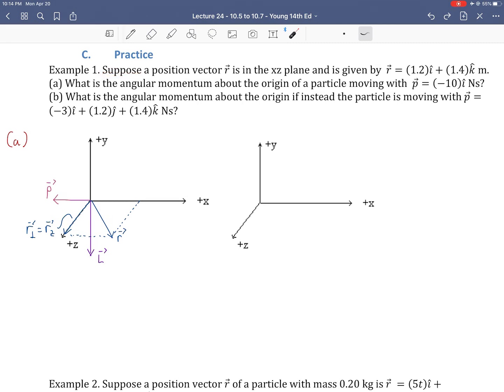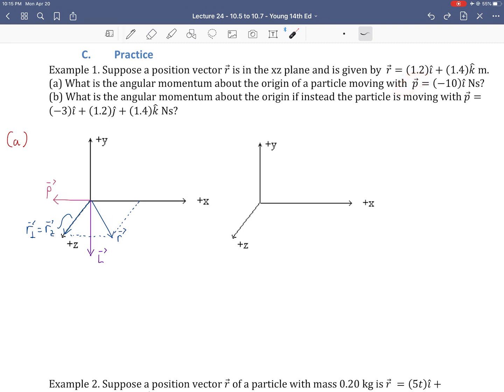Suppose a position vector r is in the xz plane. So that would be this plane, the xz plane, like that. And it is given by the following vector in i hat, j hat, k hat notation. Of course, there's no j hat; it's 0 because it's left off. And then what is the angular momentum at the origin of a particle moving with the following translational velocity? So translational velocity is entirely in the x direction and is negative, so it's pointing in the negative x direction.